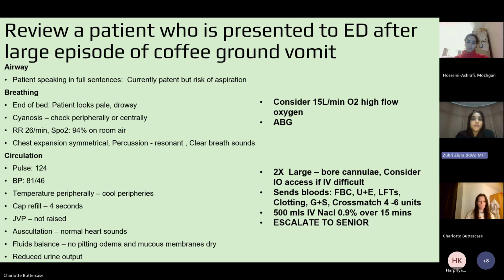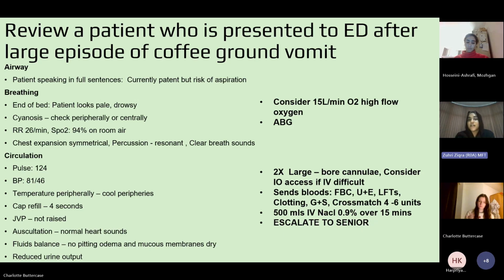So in terms of B, consider 15 litres non-rebreathe. Could get an ABG. Might not be needed for this scenario, but you probably would actually. BP is quite low, oxygen sats 94%, you don't know what's going on with them. Get an ABG, get a VBG. 2 large bore cannulas, which people have mentioned. If you fail IV access twice, I think they recommend go IO. Send some urgent bloods if you're putting in a cannula. Get clotting, get your group and save. You could cross match if you're in anticipation of anything.